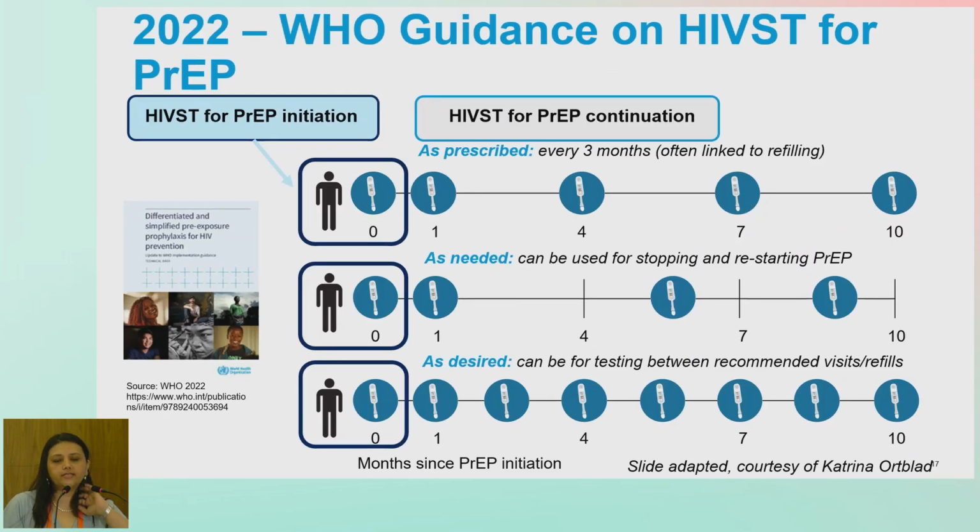In 2022, we also released a guidance on self-testing for PrEP. Like I mentioned, it's very easy to now just get a self-test kit online or at a facility and then initiate yourself or refill PrEP based on what your result is. So, there are different scenarios that have been described here. It can be either as prescribed every 3 months, it could be based on your needs, or it could just be as desired.